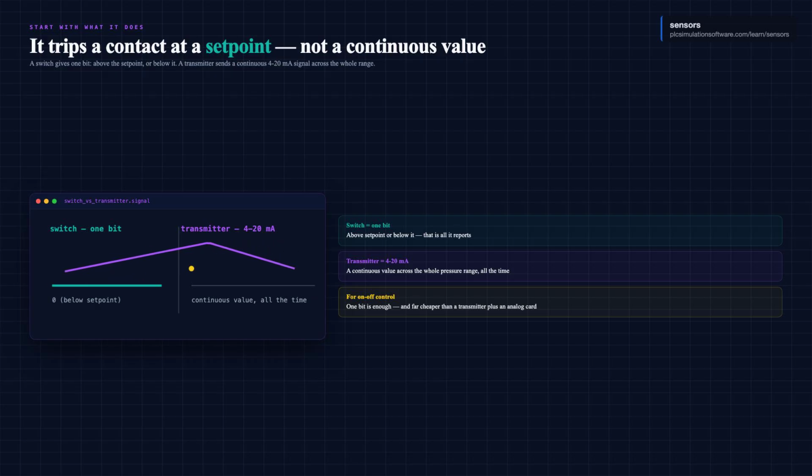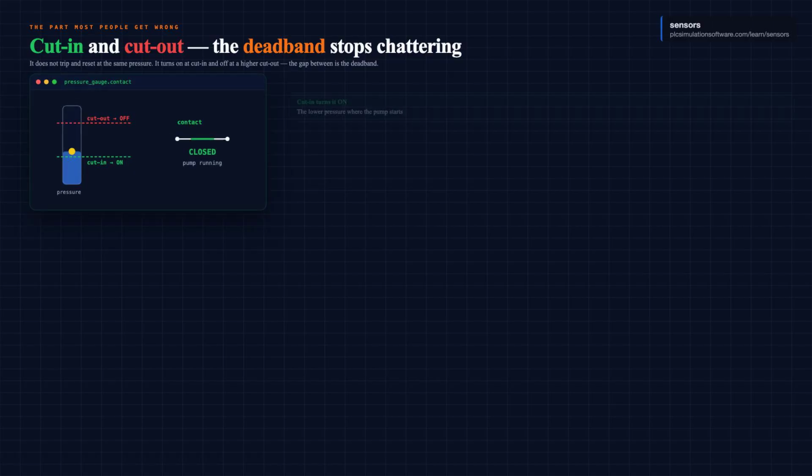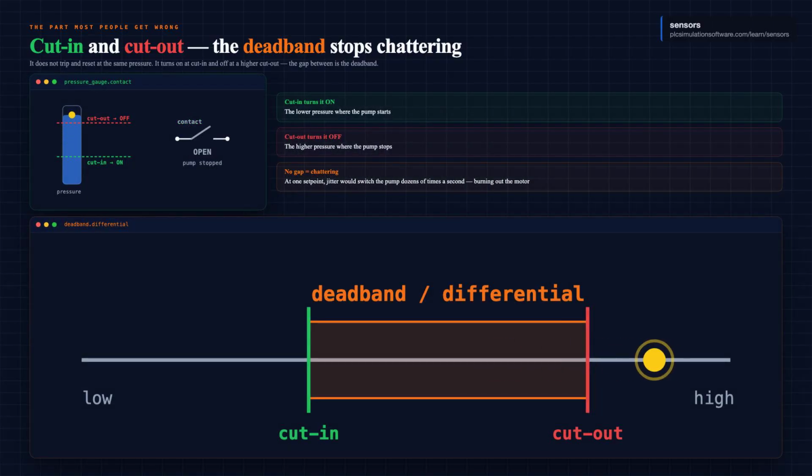Here is the part most people get wrong. A pressure switch does not trip and reset at the same pressure. It has 2 set points, a cut-in pressure where it turns on, and a separate, higher cut-out pressure where it turns off. The gap between them is the deadband, sometimes called the differential. And that gap is the whole point.